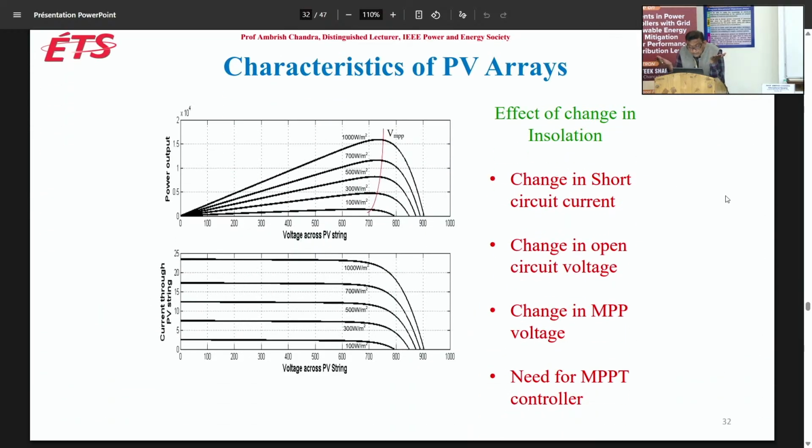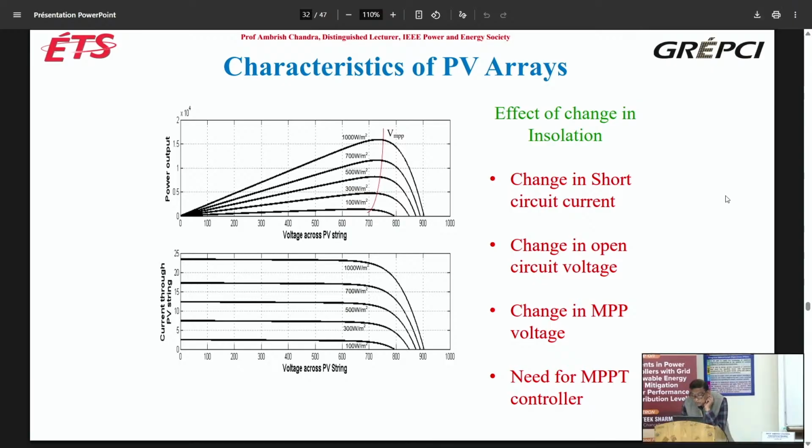So you know the characteristic of PV array. This is the power output, and if you change the insolation, this is the curve for 1000 watt per meter square. If you decrease the solar insolation to 300 watt per meter square, the power will change, this curve 500, 700 and 1000. So you see maximum power point tracking you can do. Change in short circuit current, same way in the current you can see 100 watt, 300 watt per meter square, 500 watt. As you increase the solar radiation, this current level will increase. Change in open circuit voltage, change in MPP voltage, need for MPPT controller.